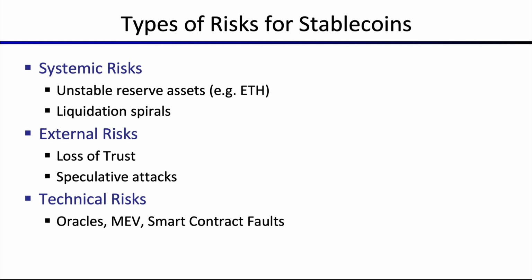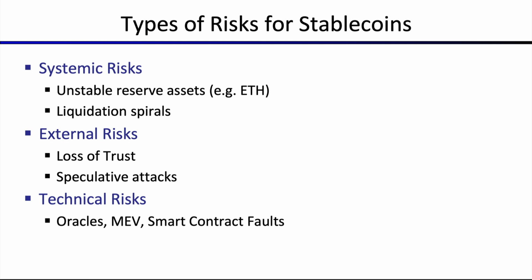Similarly, we have external risks, so we may have a loss of trust if the community is putting a specific trust in individuals that are running some of these projects or that have started some of these projects. There are also speculative attacks where traders may try to bring down a stablecoin on purpose by making significant trades that try to destabilize a stablecoin, which may cause liquidation spirals or a broader sell-off of the community holders.